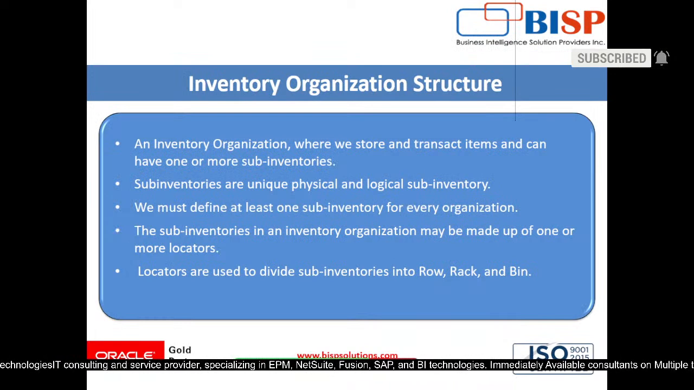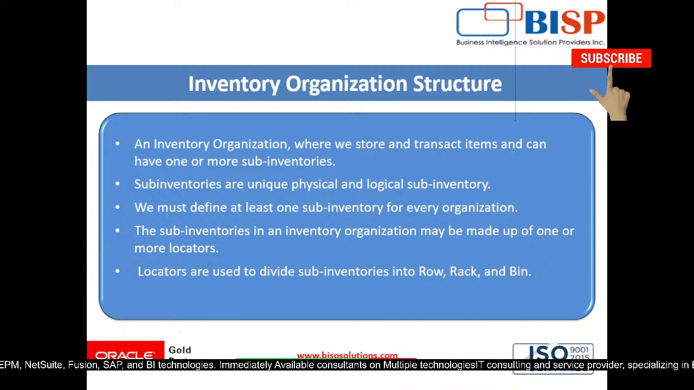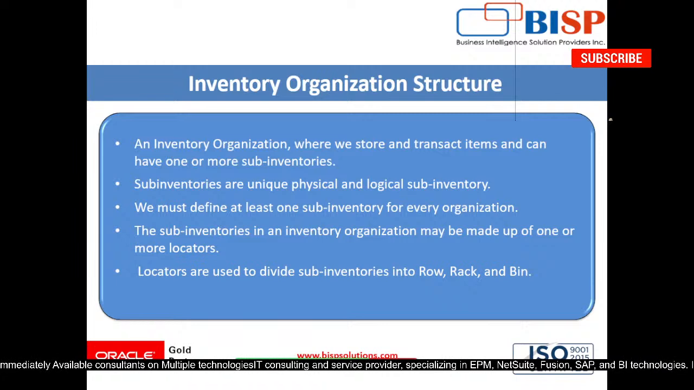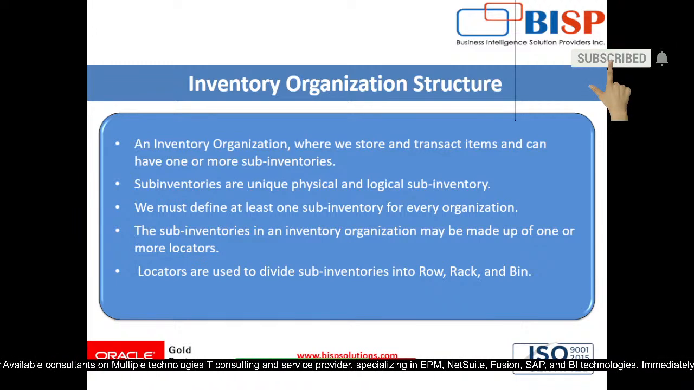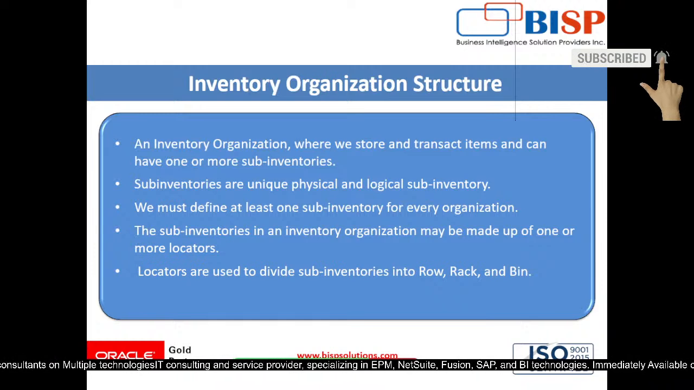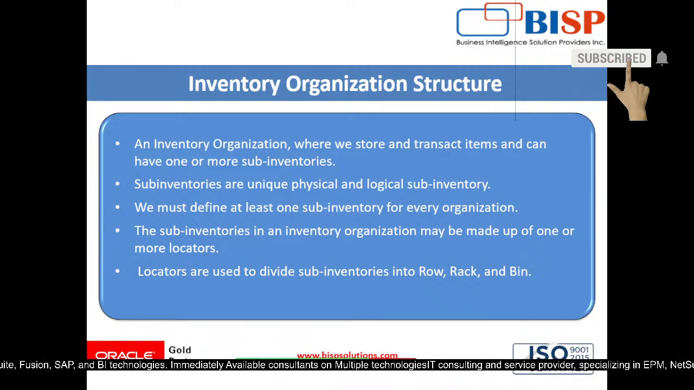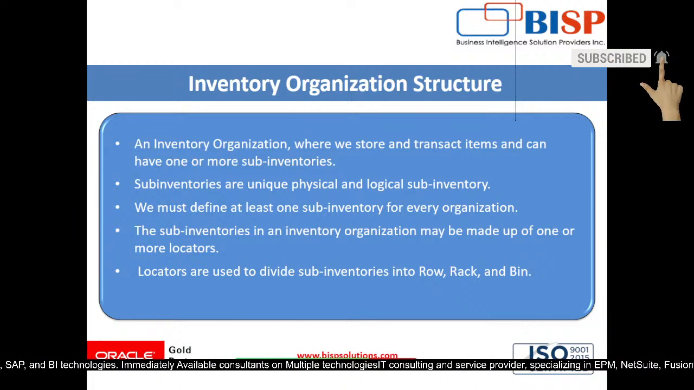Now, the inventory organization transacts the item, and the inventory organization can have one or more sub inventories, right? Sub inventories are unique physical or logical inventories, you can say. In Oracle Inventory, all the material within an organization is held in the sub inventory, right? We can restrict the items to specific sub inventories.